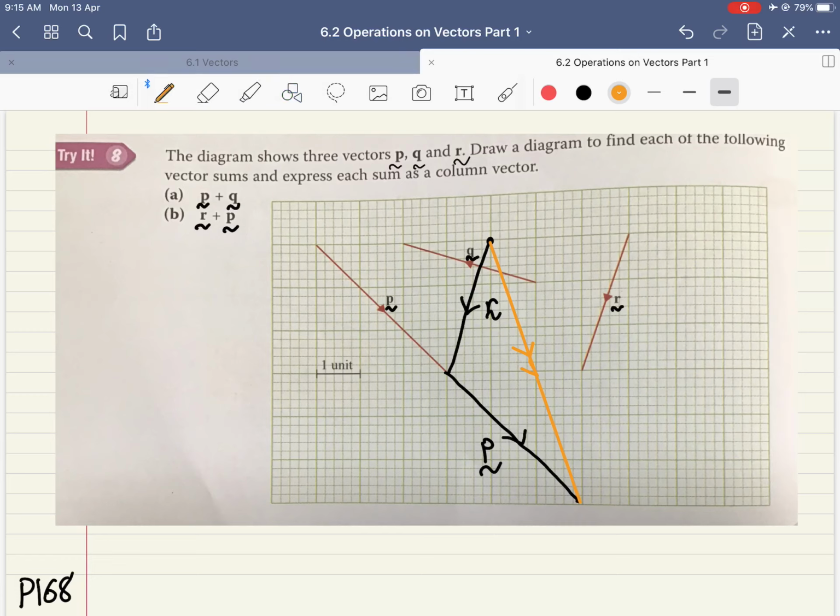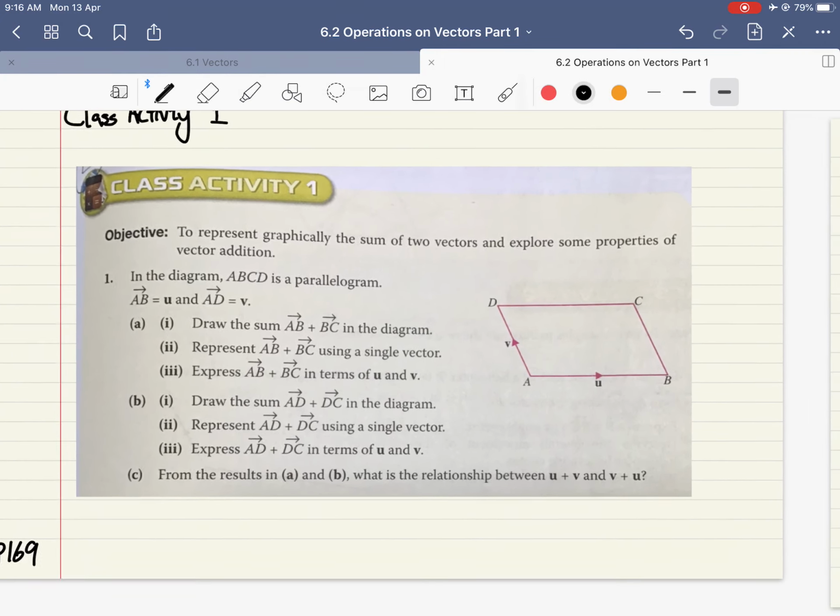Okay, it's down here like this. This one here is the addition of vector R plus vector P. If I express it as a column vector, what I get is 1, 2, then minus 1, minus 2, minus 3, minus 4, minus 5, and minus 6. So if I were to write it down, vector R plus vector P will actually give me 2 and minus 6. Okay, let's move on to the next example.